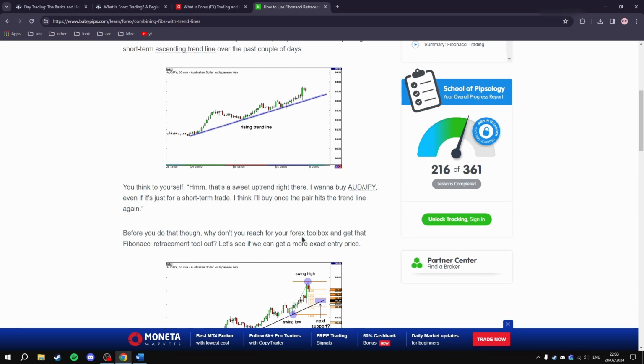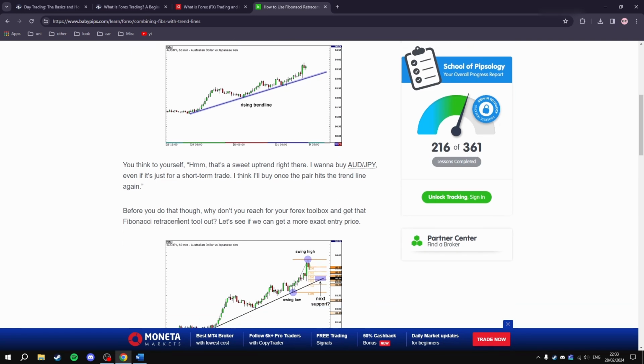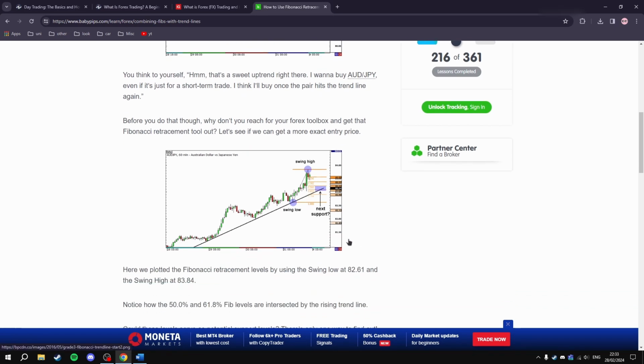Before you do that though, why don't you reach for your Forex toolbox and get the Fibonacci retracement tool out. Let's see if we can get a more exact entry price. Swing low, swing high. Next support. So it's probably going to bounce here maybe.